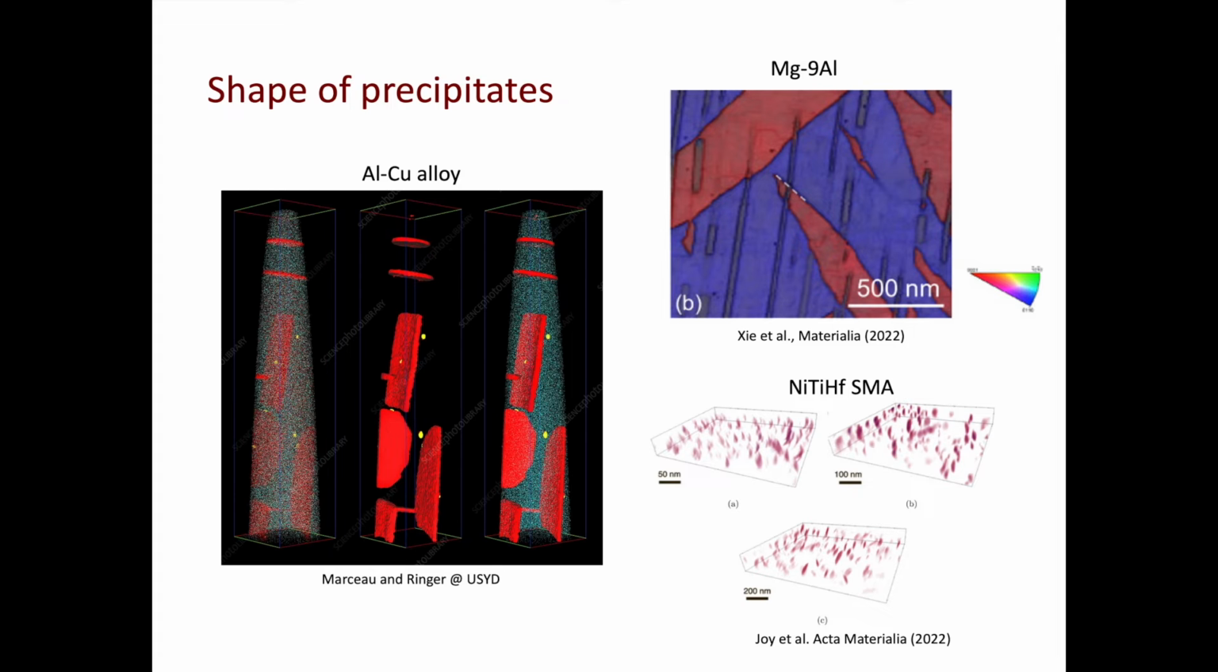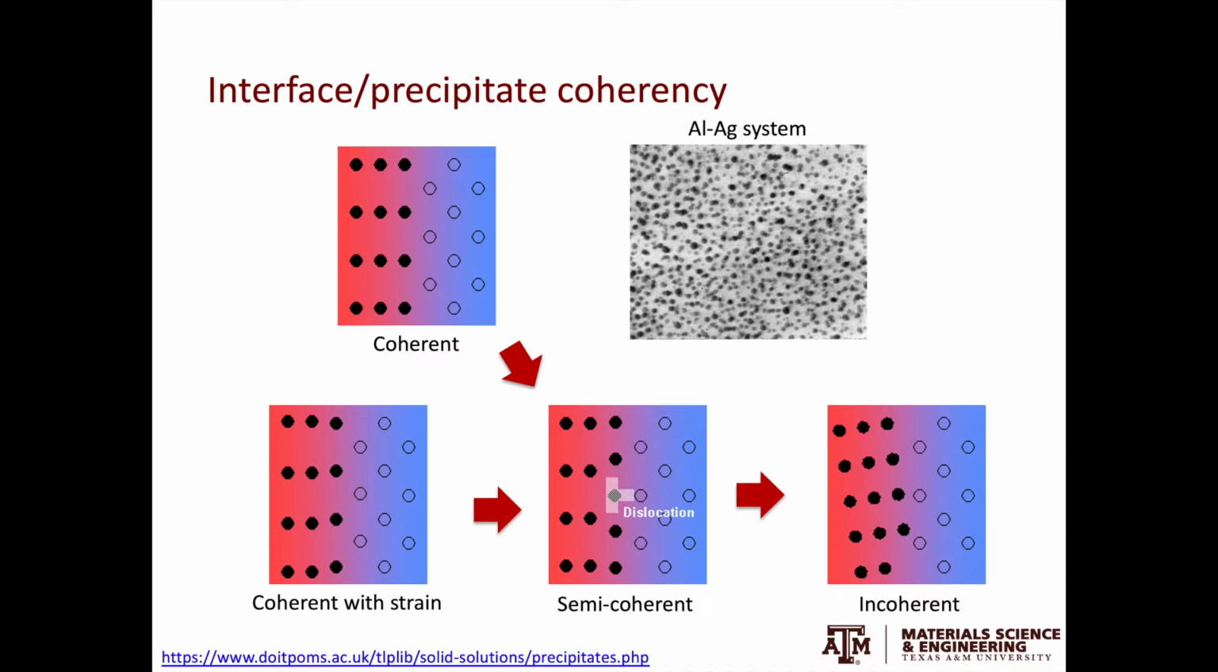Each box represents one aging condition, and the data were reconstructed from TEM tomography. Regardless of the aging condition, you can see all the precipitates show the disc-like morphology. The question is, why are we getting plate or disc-like precipitates instead of spherical precipitates? The answer lies in something called interface coherency.